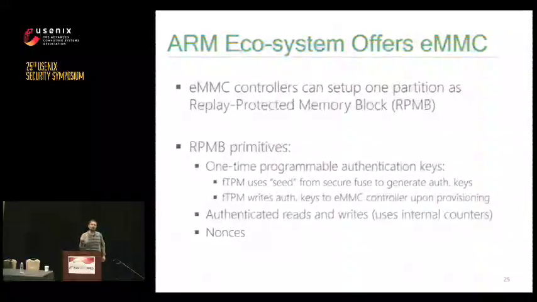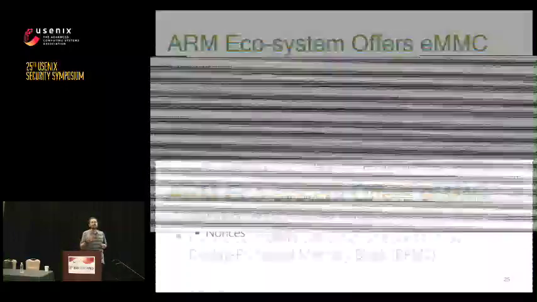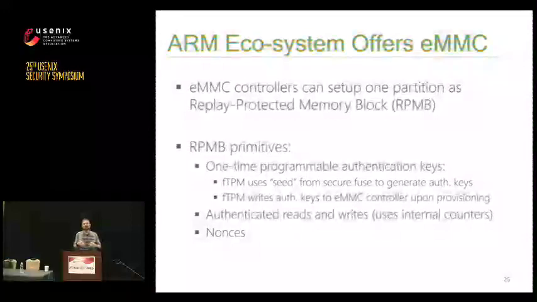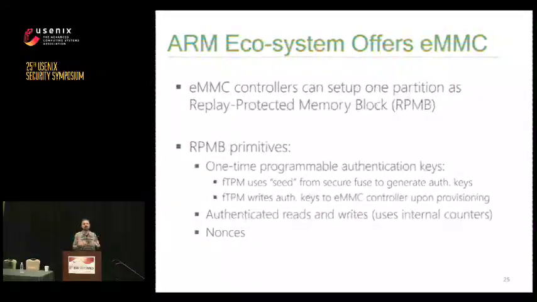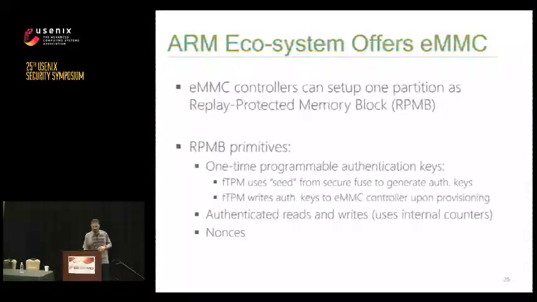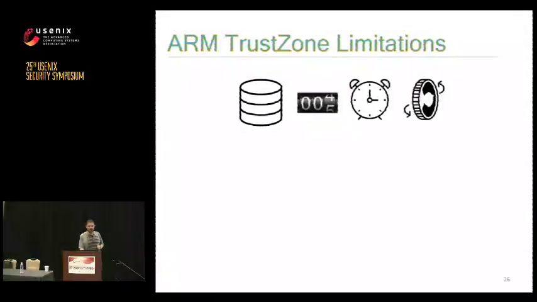So what the fTPM does is take the randomness from the secure fuse, generate cryptographic keys, and inject them into this eMMC controller once. That is done before the device is even shipped to the consumer. It's done through some process where we have mechanisms in place to make sure that it cannot be taken advantage of. It also has support for authenticated reads and writes. It uses a set of internal counters. It has support for nonces to help you with the freshness of reads. So that was nice.